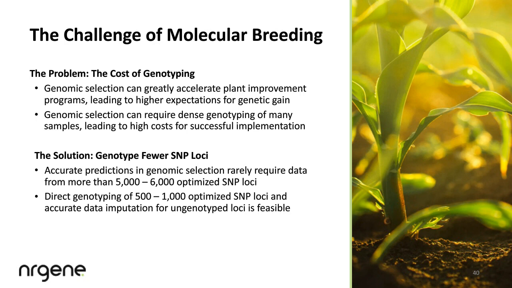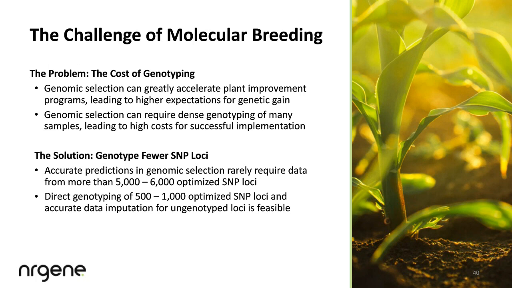Basically, the solution involves genotyping fewer SNP loci. Accurate predictions in genomic selection rarely require more than 5,000 or 6,000 optimized SNP loci, and the number can be much lower than that, as we've already heard earlier. But we can go further than that and point out that direct genotyping of a much smaller number of loci, and the imputation of data for ungenotyped loci, is extremely feasible and is a way to save costs. So the basic message here is to genotype less and impute more data.